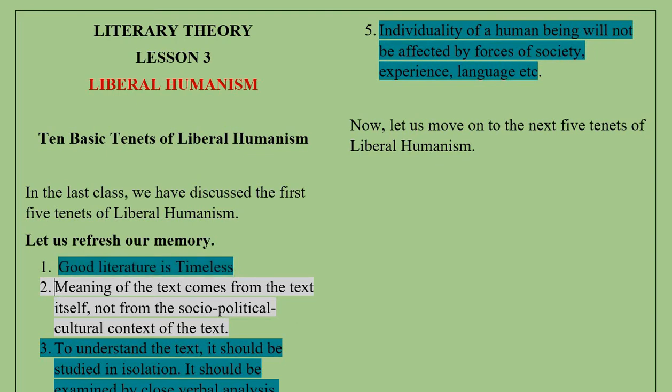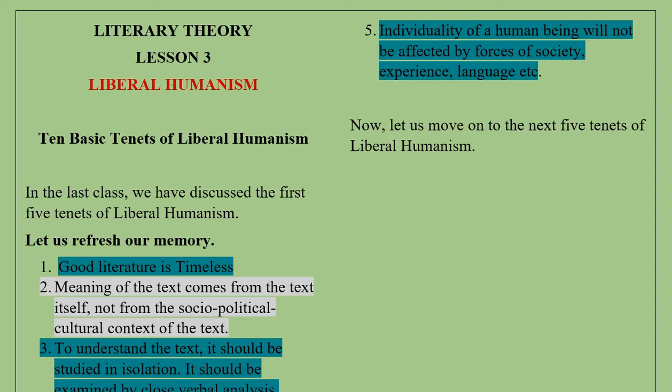Secondly, meaning of the text comes from the text itself, not from the socio-political, cultural context of the text. So when you are trying to analyze the meaning of a text, you should look into the text itself, not the background from which the text is originating. The social background, political background, cultural background, etc. That is the second point.